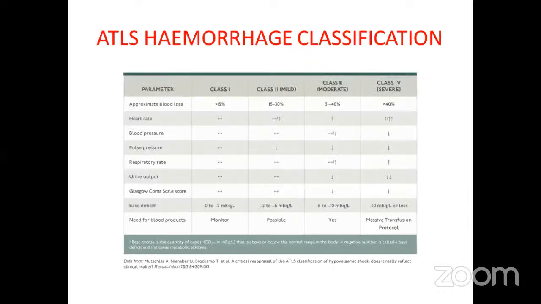So coming to the ATLS hemorrhage classification, we added a base deficit into the classification. As we know, all the other classifications are class 1, class 2, class 3, class 4. The base deficit of 0 to -2 is class 1, -2 to -6 is class 2, -6 to -10 of base excess comes under class 3, whereas more than -10 comes under class 4, which is a severe sort of hemorrhage.